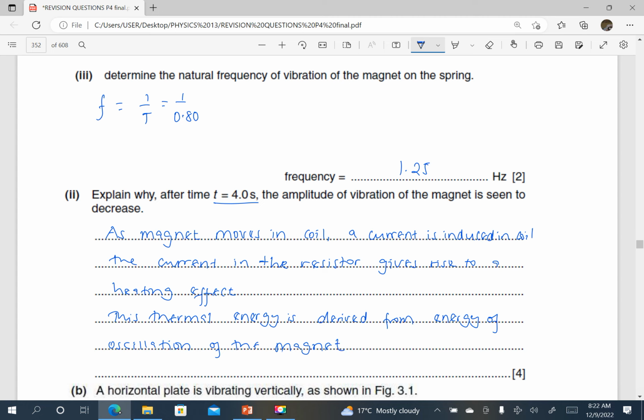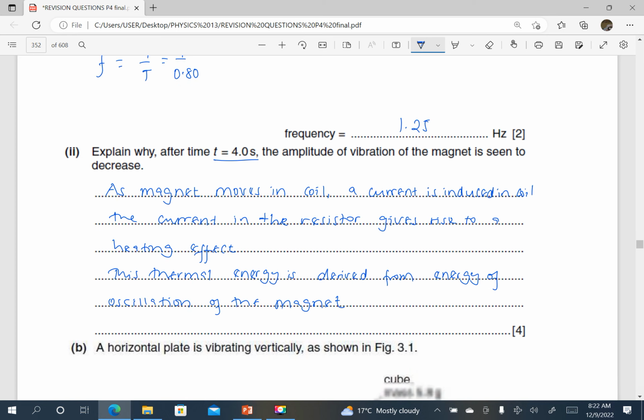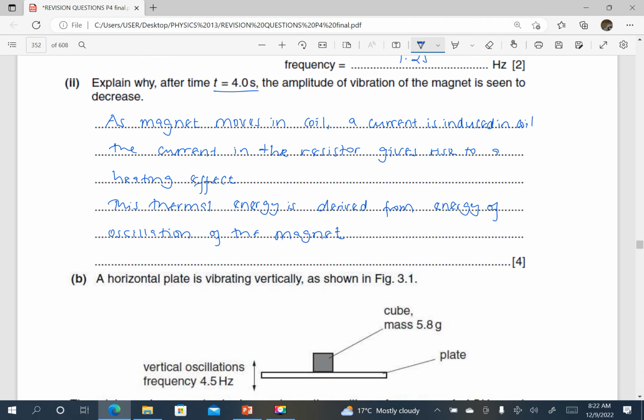So because some of the energy of oscillation of the magnet is being converted into thermal energy in the resistor, the oscillations are basically going to die out. Because remember, energy is directly proportional to amplitude squared. So as energy is being wasted as heat in the resistor, the amplitude of oscillation goes on reducing.